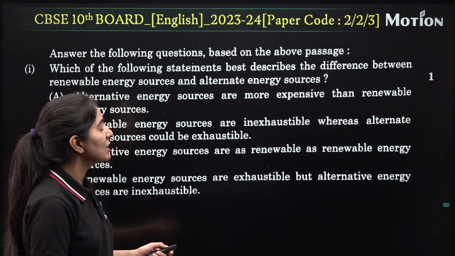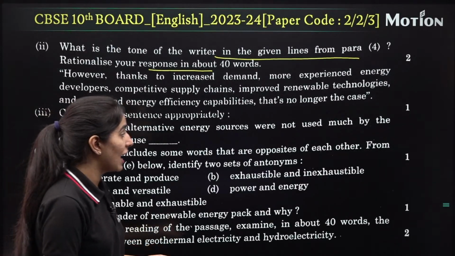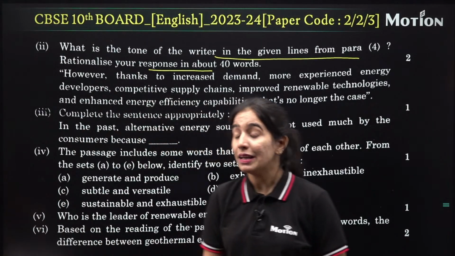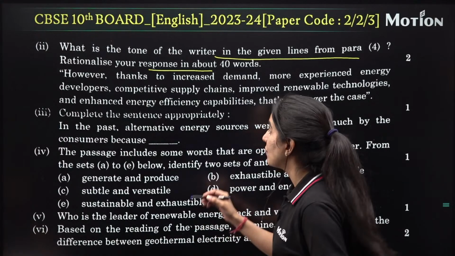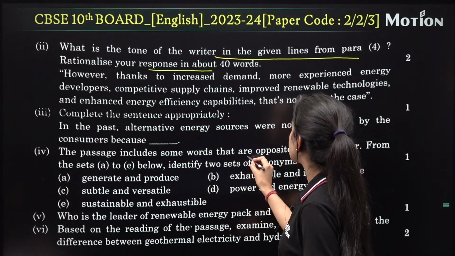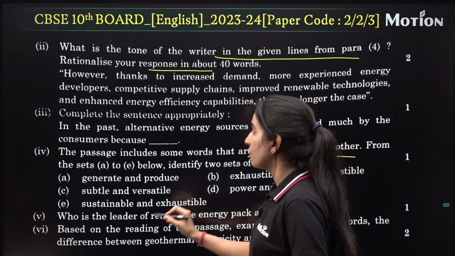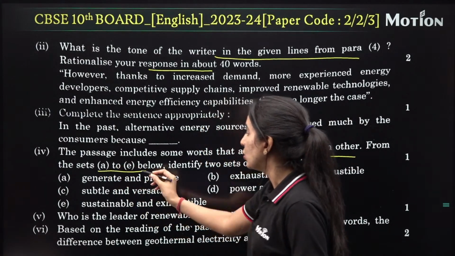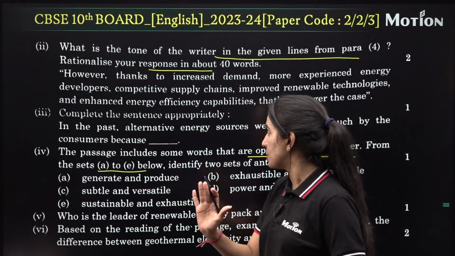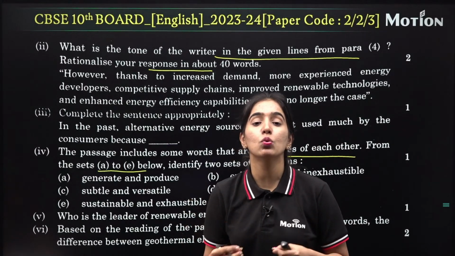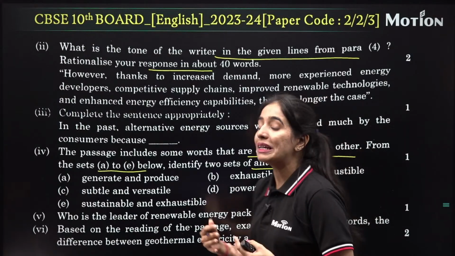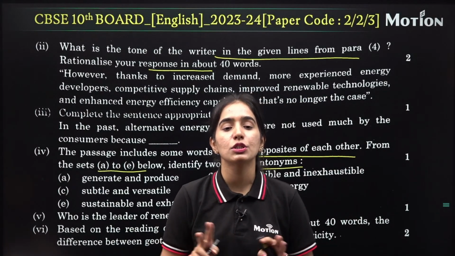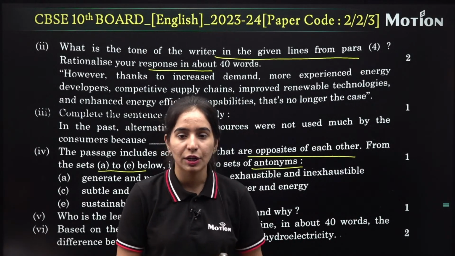Okay, so now let's move towards the next question that we have, and that is a bit interesting one. You have to select the antonym pairs. What you have to do here is, the passage includes some words that are opposites of each other from sets A to E. They have given us 5 options. You have to identify the 2 sets of the correct antonyms. Antonyms, students, you all know the meaning of antonyms is opposite of each other. Synonyms is similar to each other.